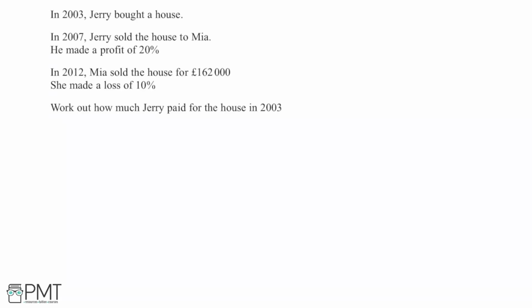So in this question, we're told that in 2003, Jerry bought a house. In 2007, Jerry sold the house to Mia, and he made a profit of 20%. We're then told that in 2012, Mia sold the house for £162,000, and she made a loss of 10% on what she'd paid for it. We're asked to work out how much Jerry paid for the house in 2003, which is in the first line of the question up here.